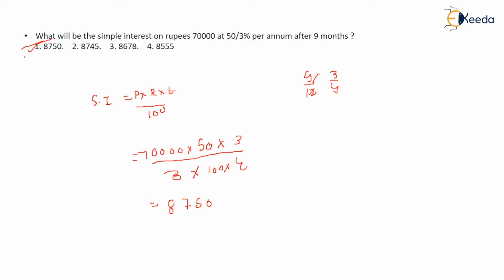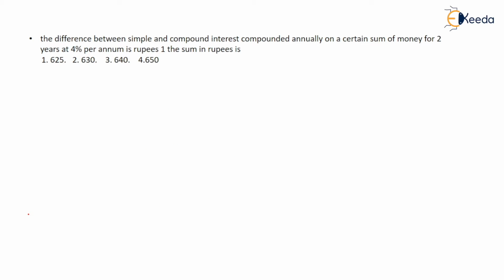This much simple question can also come in your GATE examination, so you need not worry. Just remember the basics of what we have to do, and things become very simple. Okay, so here you can see the question. The difference between simple interest and compound interest, compounded annually, on a certain sum of money for 2 years at 4% per annum is rupees 1. Find the sum of the money.